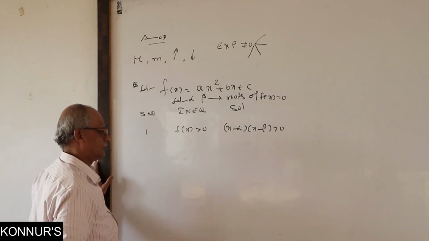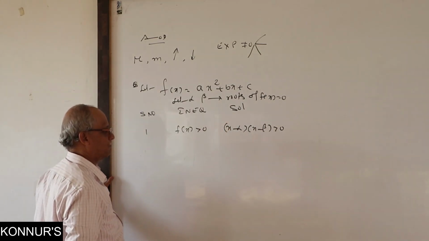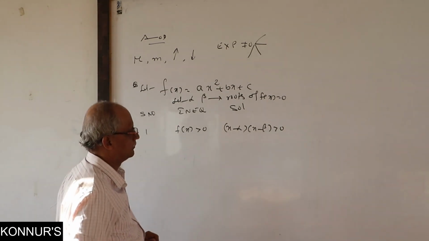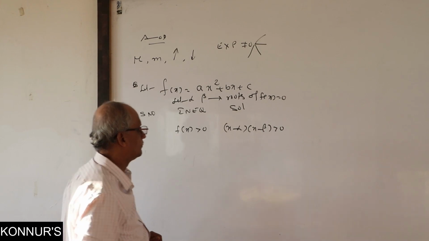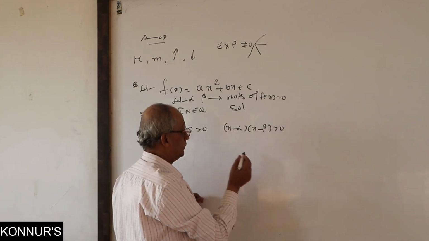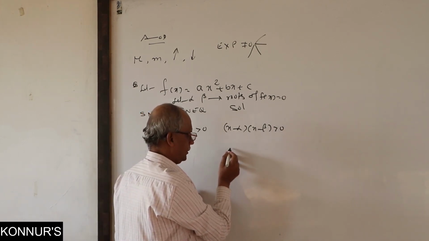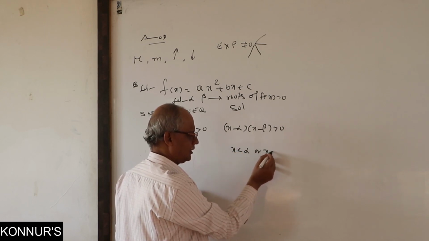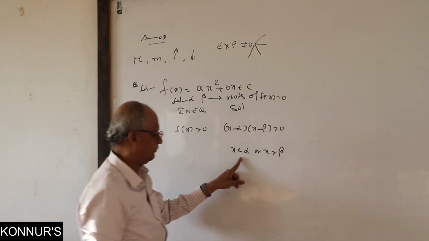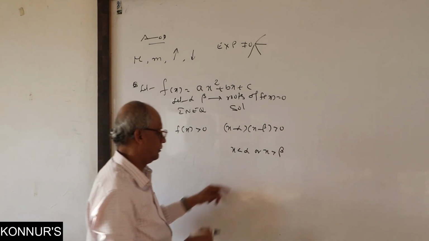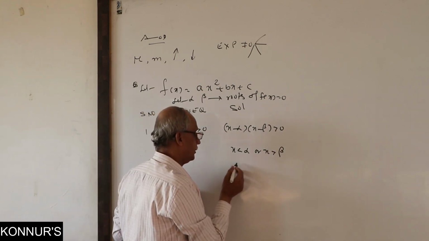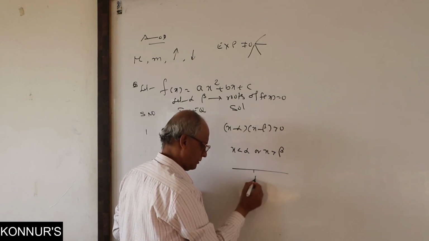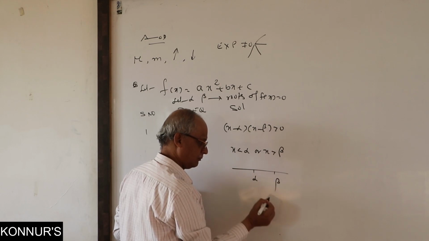Here I will write the solution, interval solution as well as diagram. Both we need. First I give here: x less than alpha or greater than beta. One answer. Or interval. Less than alpha, how do we represent it diagrammatically? Alpha, beta.